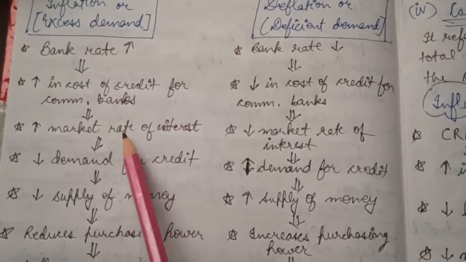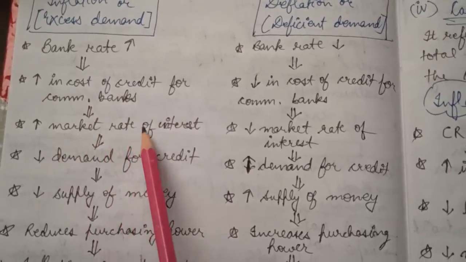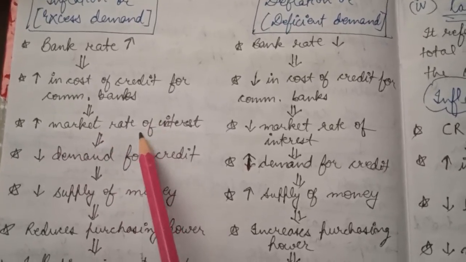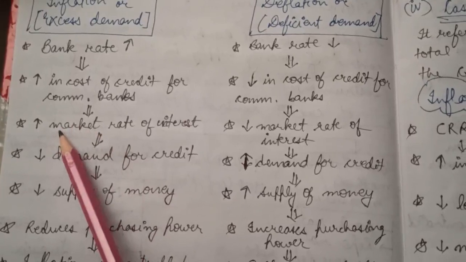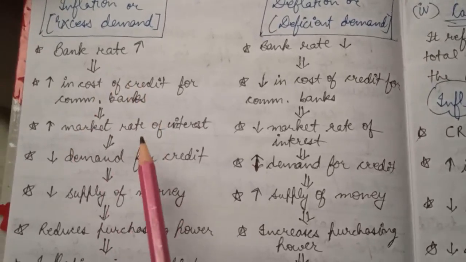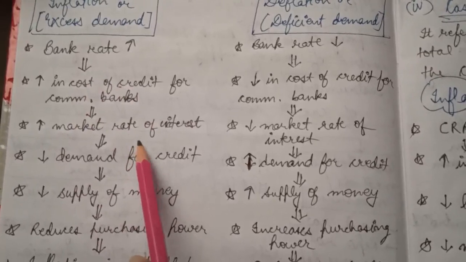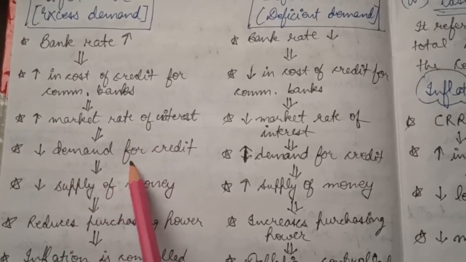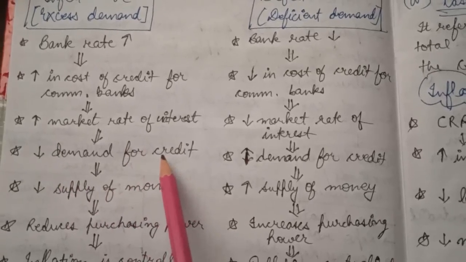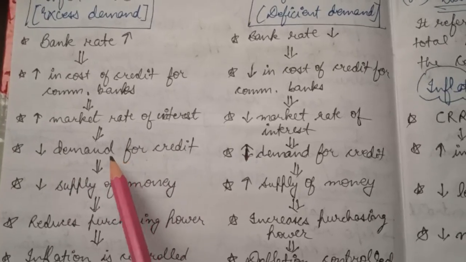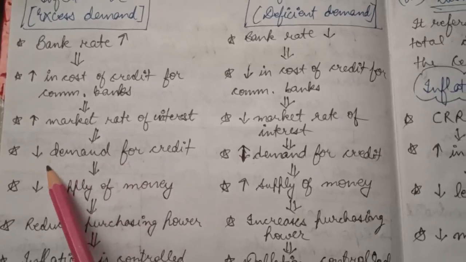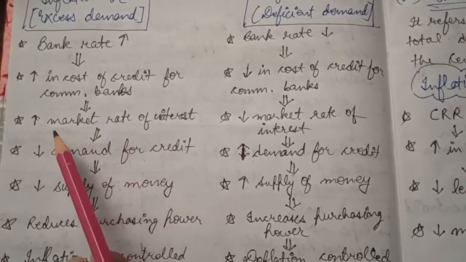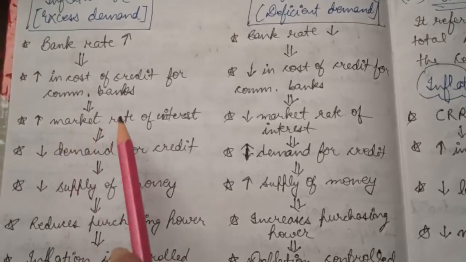After that, that will further lead to an increase in the market rate of interest. That is, the rate of interest which is charged by the commercial banks from the general public will also increase because of the increase in the bank rate. After that, when we get loans at a higher rate of interest, what will we do? We will decrease the demand for credit or money. That is, the loans or money we used to take from the commercial banks, we will decrease the demand for it, because the rate of interest charged to us has increased because of the increase in bank rate.